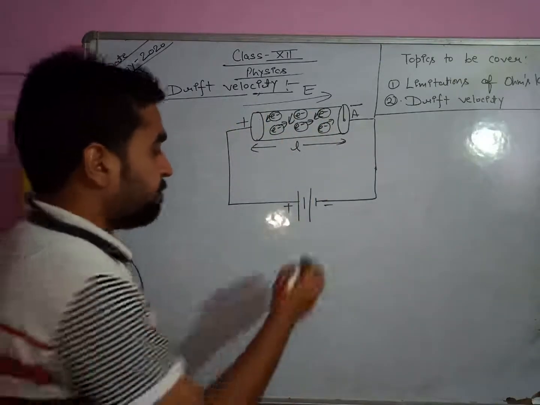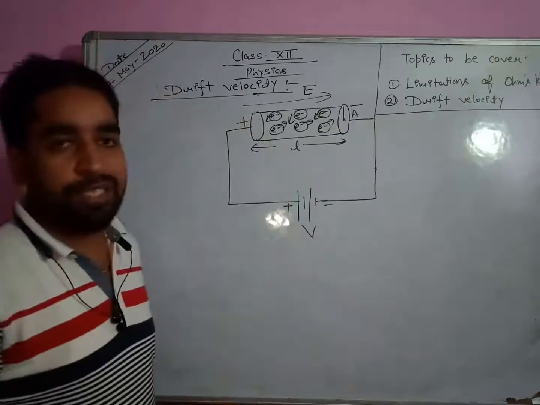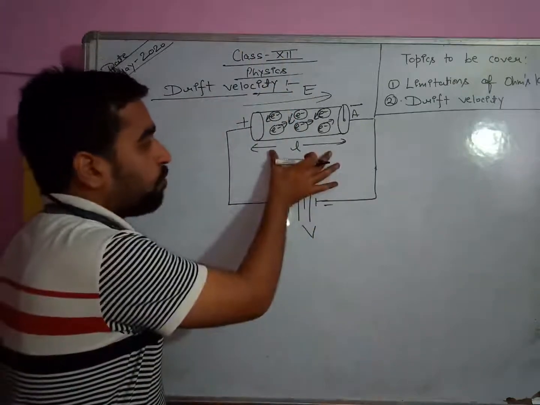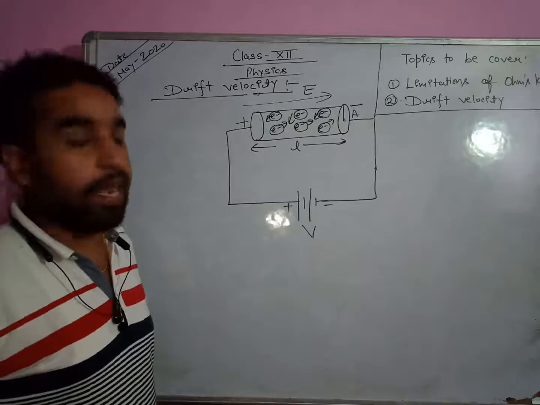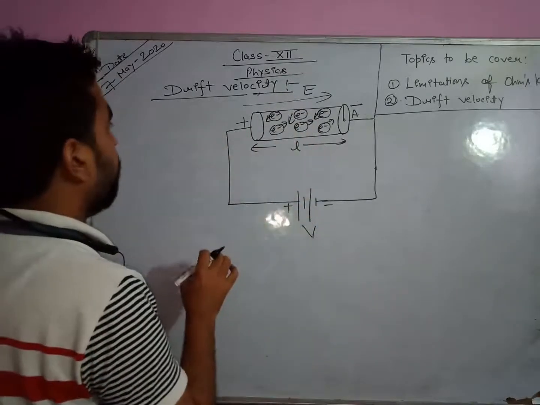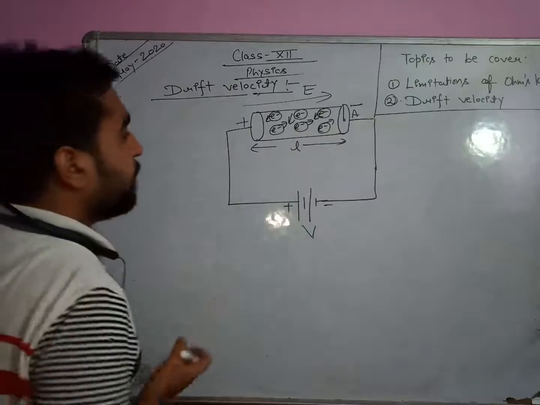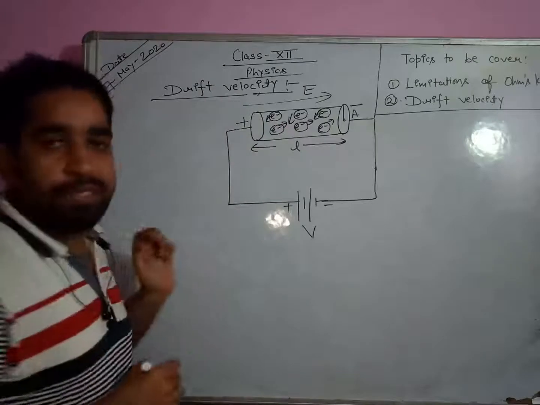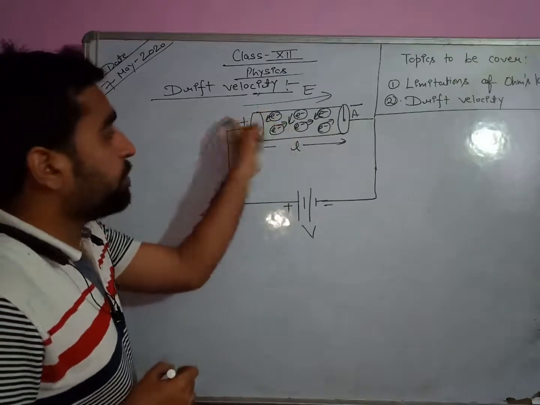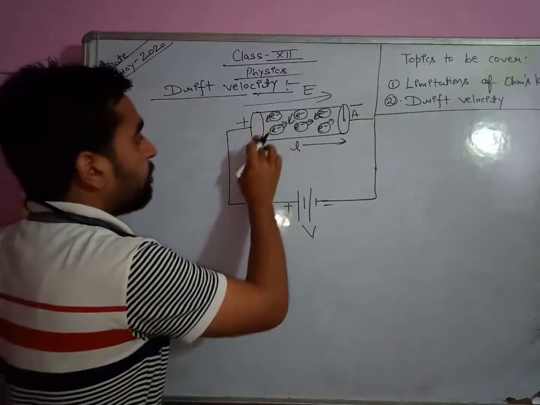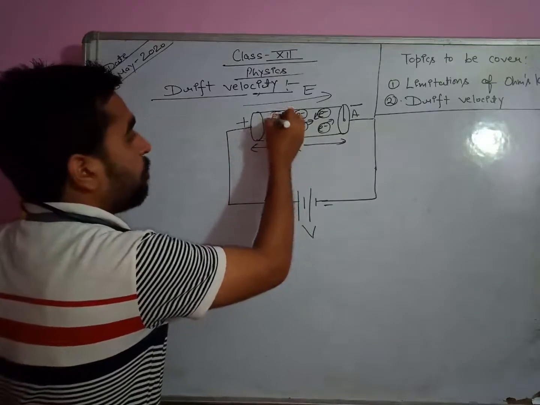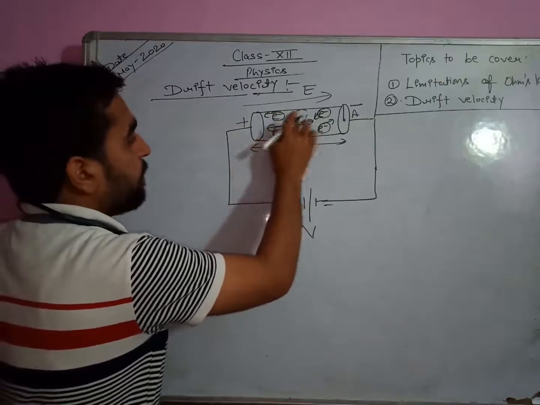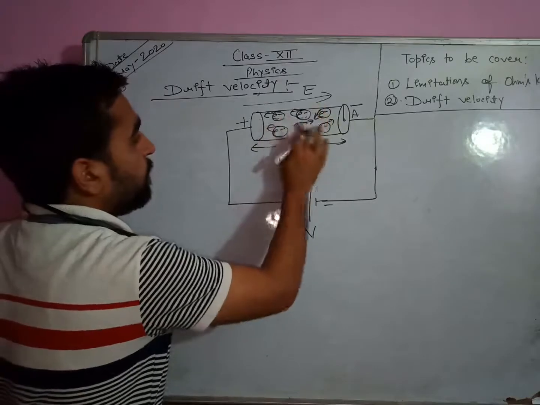Now students, the picture is different. We have applied the potential, and because of the potential, an electric field has been developed. Suppose the length of this cylindrical conductor is L. Now what will be the drift velocity? What will be the condition? Let us understand. There is a high potential, and there are electrons. The electrons will drift towards the positive end. This electron, which earlier moved in a random direction, has now got a specific direction. This electron will move in this direction, another electron will move in this direction, and so on.